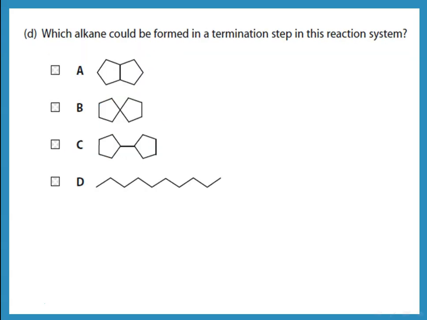Which alkane could be formed in a termination step? Remember when we were going over the termination steps, we said we can end up with two of the C5H9 radicals joining together. So we should end up with something that has C10H18. Well, A is not a correct answer because that's not C10. It's 1, 2, 3, 4, 5, 6, 7, 8. B also is not a C10. The answer then would be C because C is something that will give me C10H18, and D will have the wrong number of hydrogens.